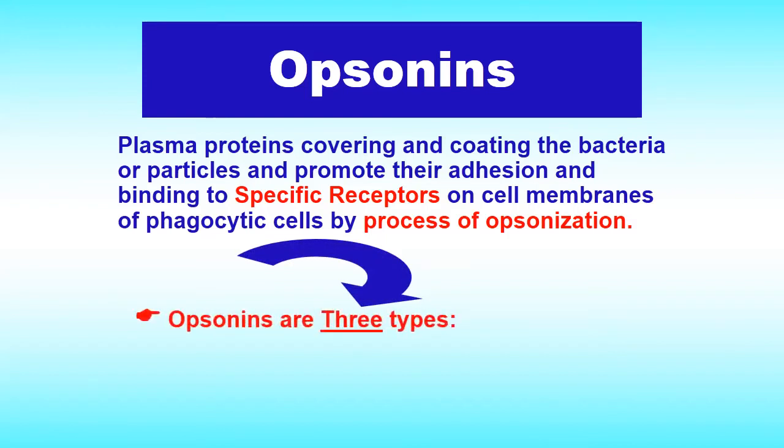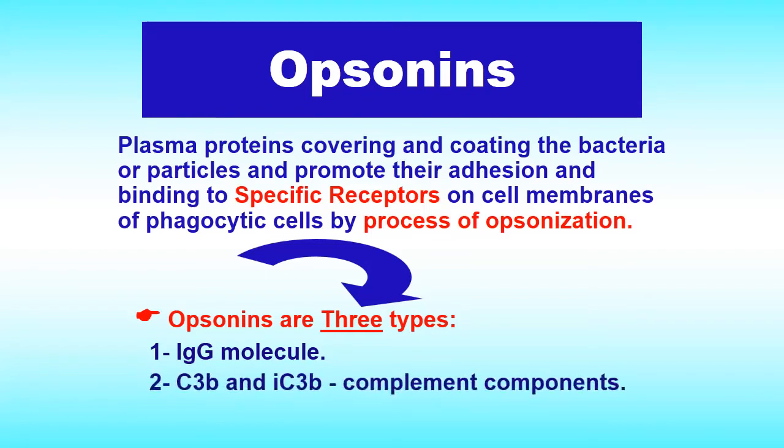Opsonins are of three types. First, immunoglobulin G or IgG molecule is one type of opsonin. Second, complement components C3b and iC3b. The letter i means inactive complement component. And third, plasma fibronectin or collectins. These three types of opsonins play an important role in the process of phagocytosis.